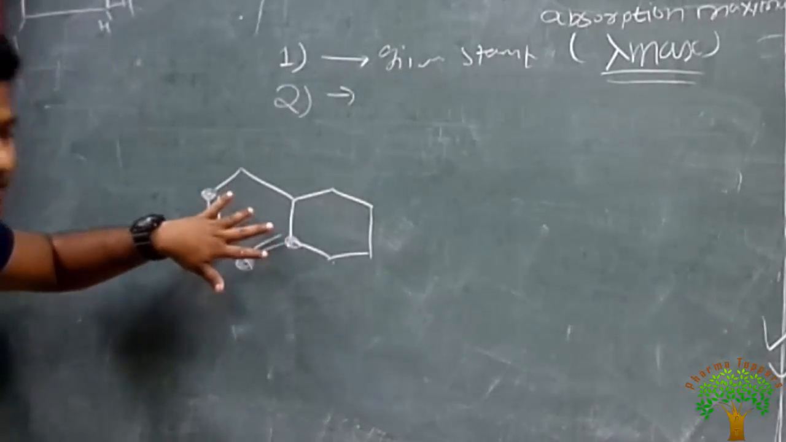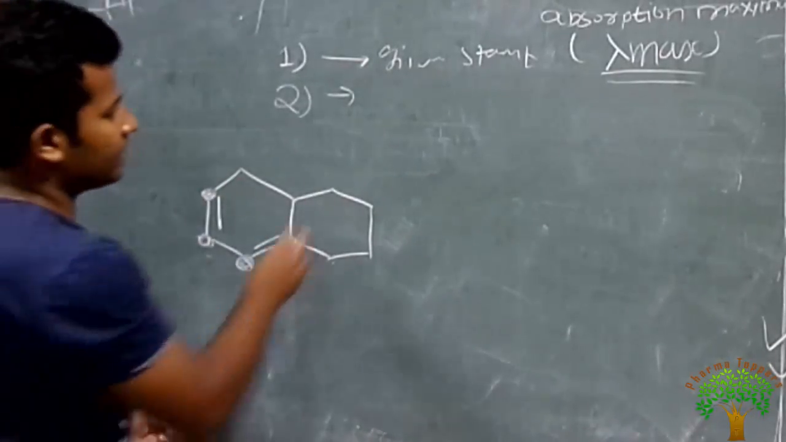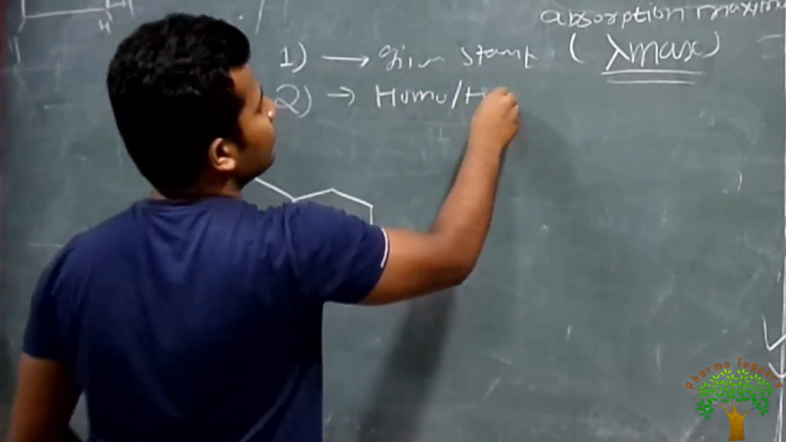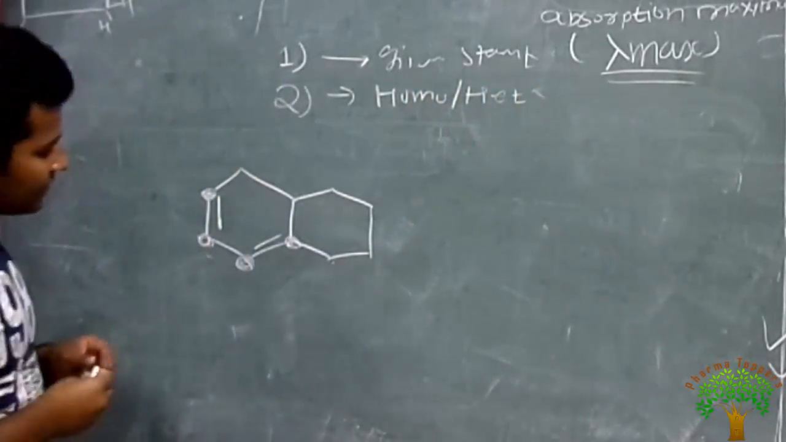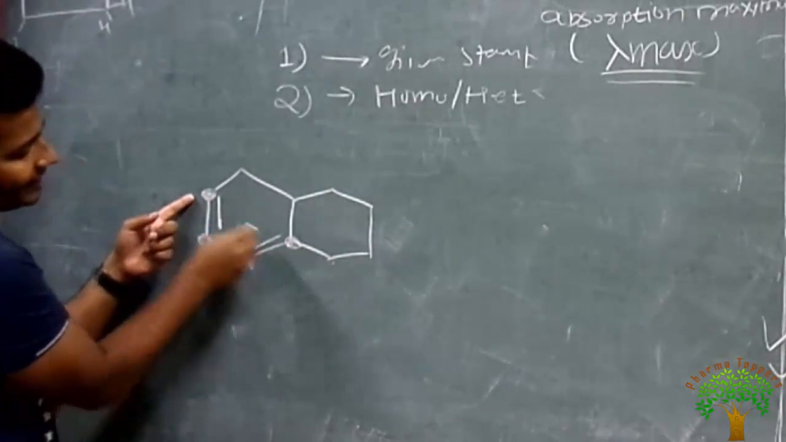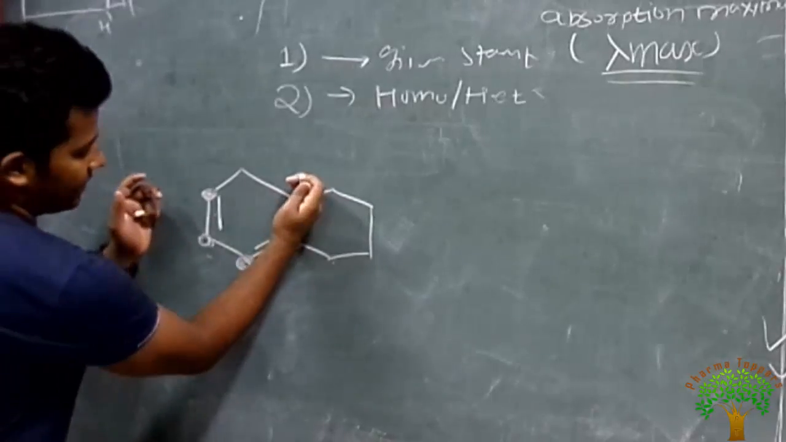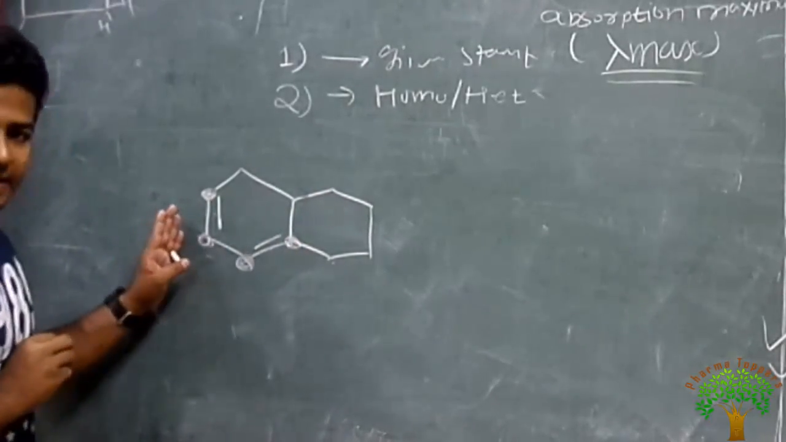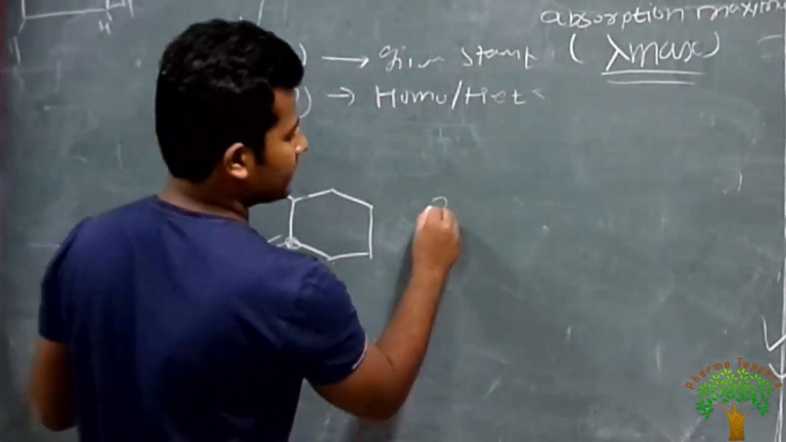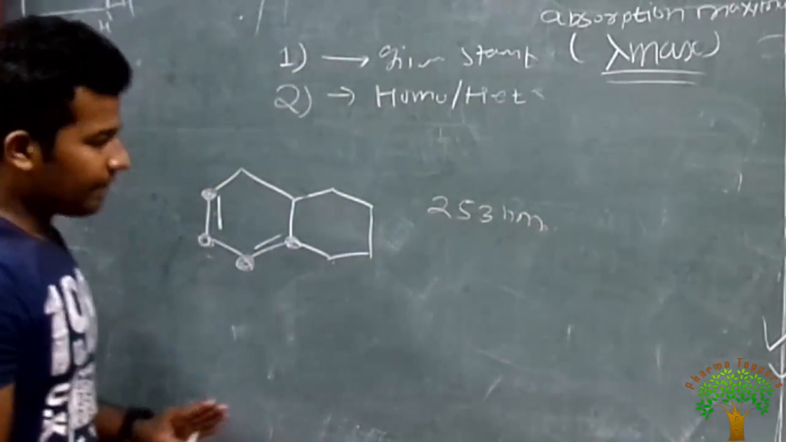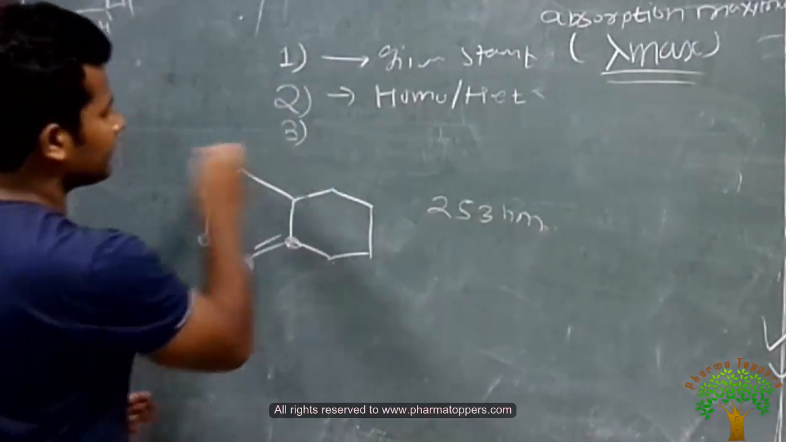Second rule, identify whether it is homoannular or heteroannular. In this structure, the diene is present in the same ring. That's why this is a homoannular diene. And the base value for the homoannular diene is 253 nanometer.